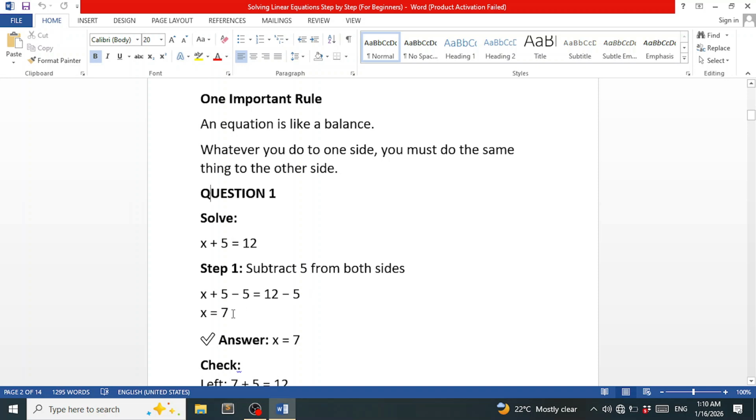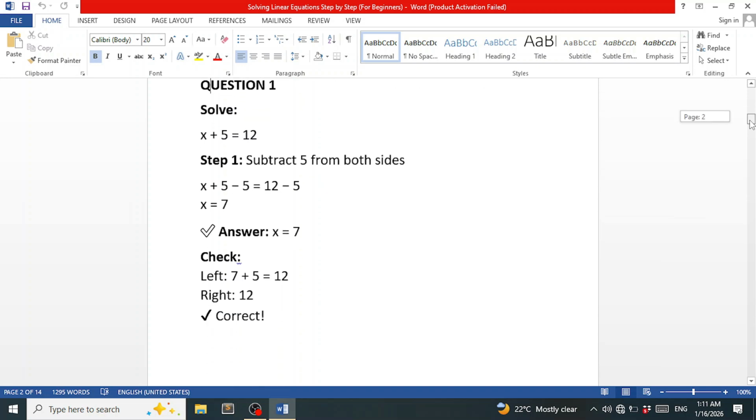So the value of x is 7, okay? And our answer, x is equal to 7. That is the answer, okay? Right here. And always when you are solving questions or dealing with numbers like this, you need to verify, to check if your solution is correct. How do you do that? You're going to check if the left side of your equation is equal to the right side of your equation, okay?